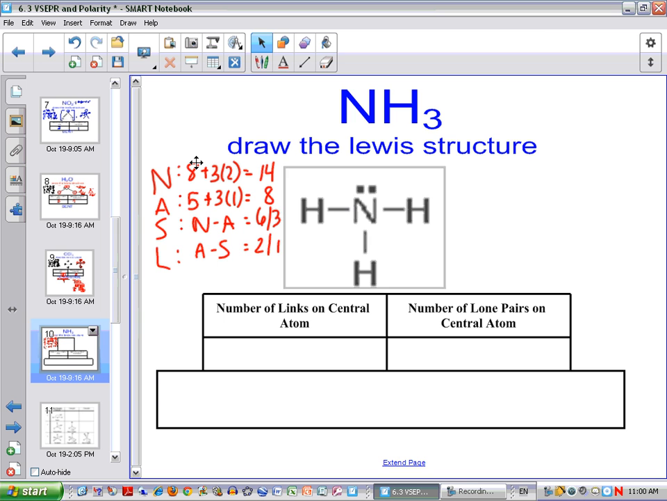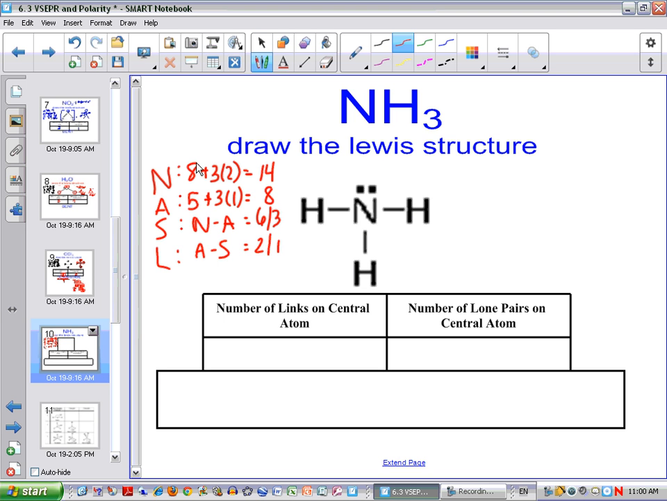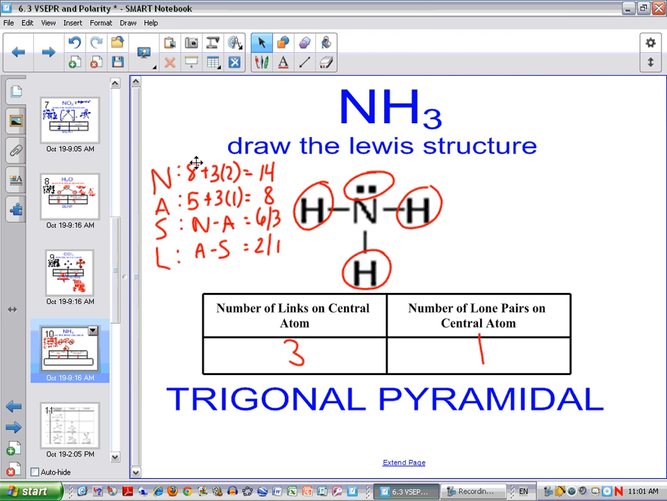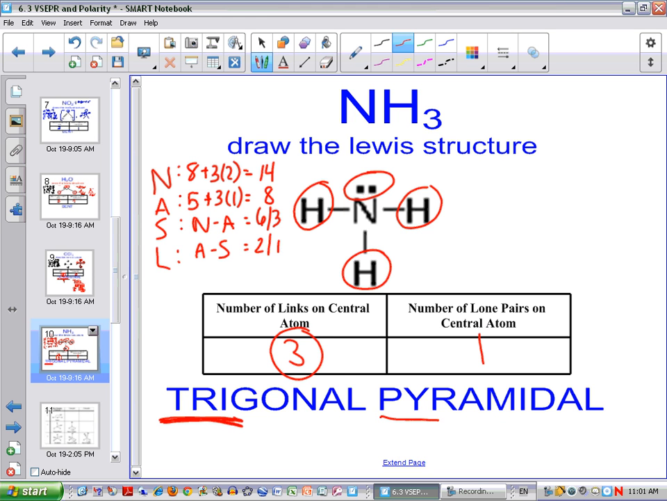So when I draw this, I'm going to have those 3 links. Those 3 hydrogens are linked to my central atom. And then I have that 1 lone pair. This one is called trigonal pyramidal. Again, if it has 3 links, you're going to see that begins with trigonal, but this one's called pyramidal.